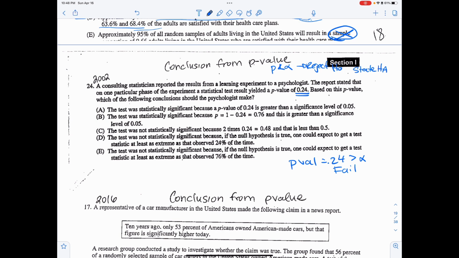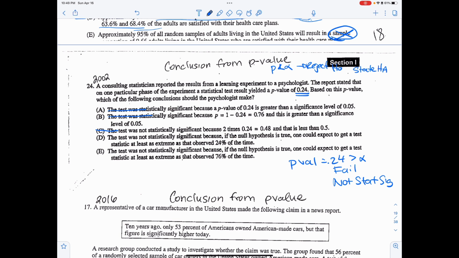Fail to reject means not statistically significant. So it says was statistically significant, and no, was not. So I need to get to the was not. So it's got to be C, D, or E. Then I look here, it says the test was not significant because 2 times this is less than 0.5. No, that's saying if it's two-sided, it's just confusing things.